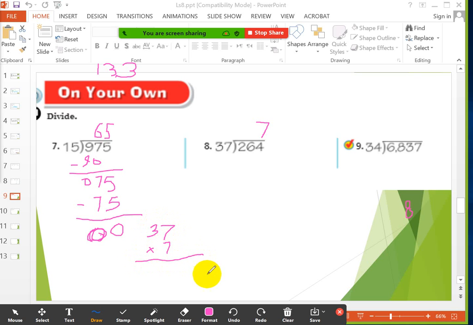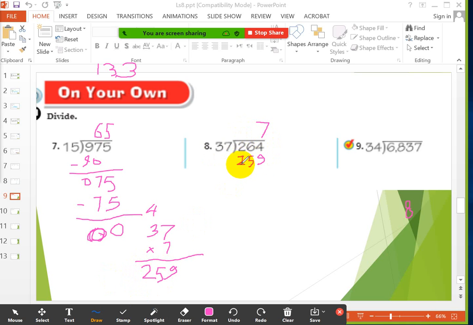7 multiplied by 7 equals 49. So I will put 9 here and 4 above the tens. Now 7 multiplied by 3 equals 21 plus 4. 21 plus 4 equals 25. Okay, so the answer is 259. It's okay for me.